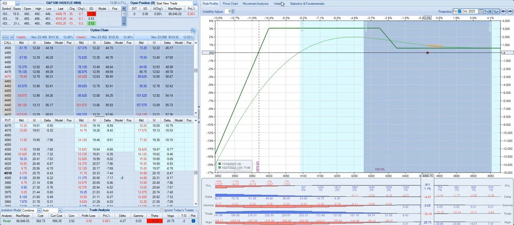It would be a lot worse to think that price is going to mean revert and watch the price go way beyond your short naked puts, assuming that it's going to be all right. I crossed my fingers, it has to come back. You can't think that way. So price risk is a lot more important than implied volatility risk.